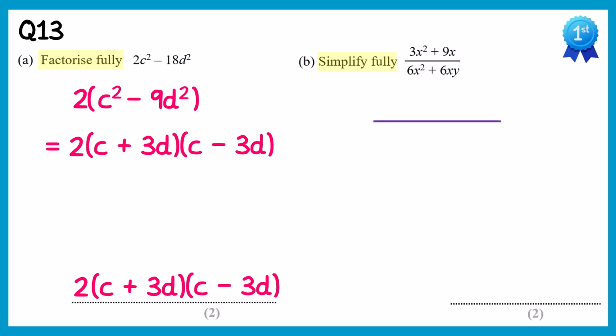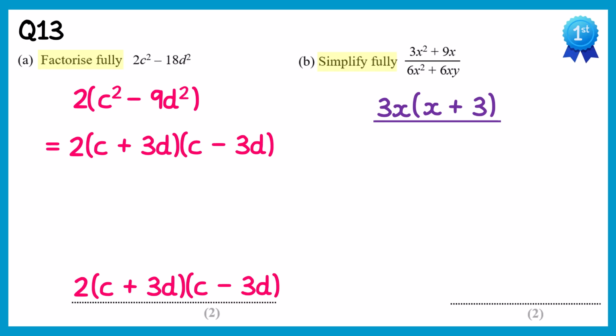On the top we can factorise out a 3 since 3 goes into 3 and 9, and we can also factorise out an x because there's an x in both of those terms. So it's 3x and then a bracket. Inside this bracket we would need x, since 3x times x is 3x squared, and plus 3, since 3x times 3 is 9x.